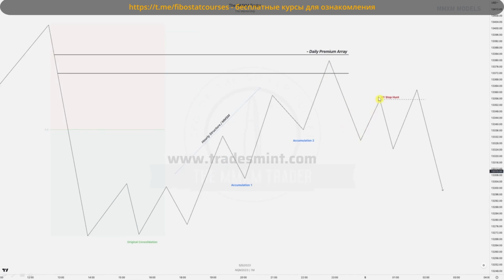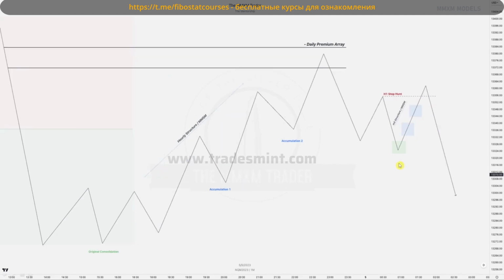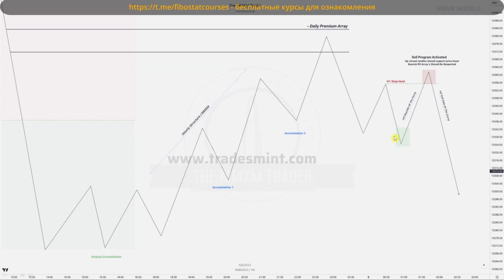We wait for that 1-hour stop hunt, and from here on out we can scout for an opportunity into a market maker sell model. In this piece of price action down here, we can see this is a bigger market maker sell model, but price is fractal, right? So on this 1-hour stop hunt, on a 5-minute structure, we can see a 5-minute market maker sell model form. And this is our opportunity to get in on a trade.